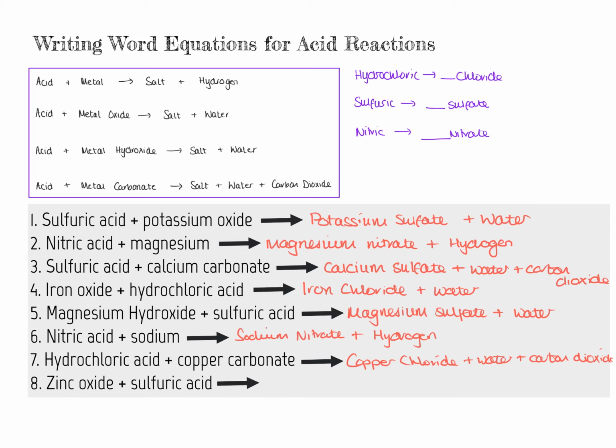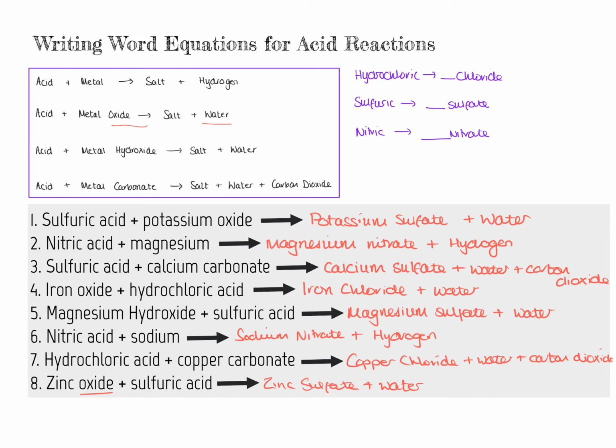We're starting with an oxide, so we need to use this equation here. So we're going to make salt and water. To name the salt, we take the metal, zinc, and we add on a clue that's inside the name of the acid, so it'll be zinc sulfate. Zinc sulfate plus, remember it's an oxide, so we're going to go for plus water. And there's the word equations for those.